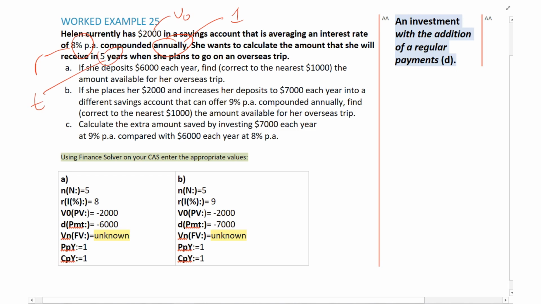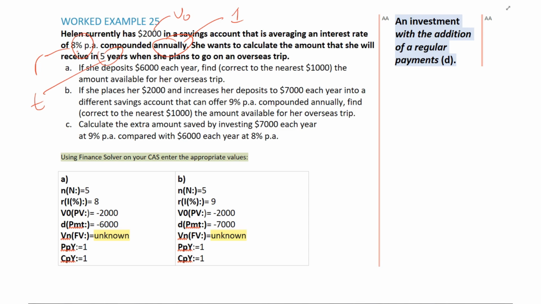So what we're saying is our N is 5 because it's 5 years. Our R is 8, as we've shown up here. We're starting at negative 2,000 because remember, we're giving money into the bank, so that becomes negative 2,000. And on a yearly basis, we're going to deposit $6,000, so negative 6,000, and then PPY, well, that's where I get the 1 from. I put that in my calculator, and I get an answer.